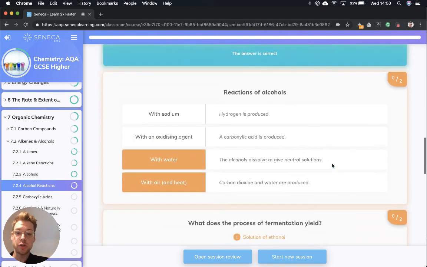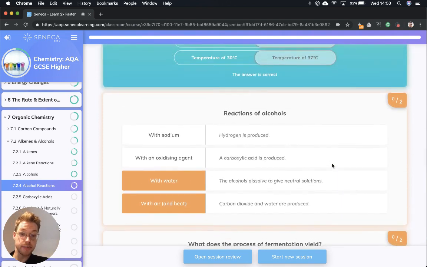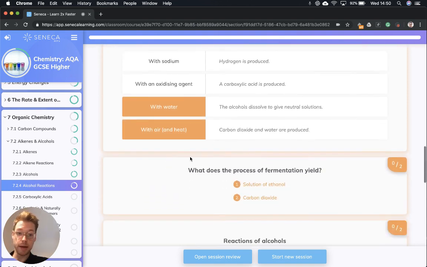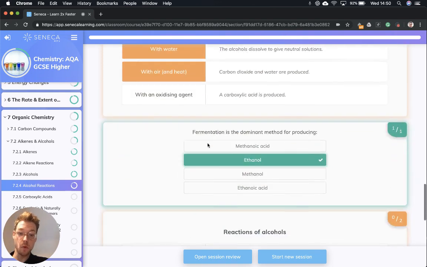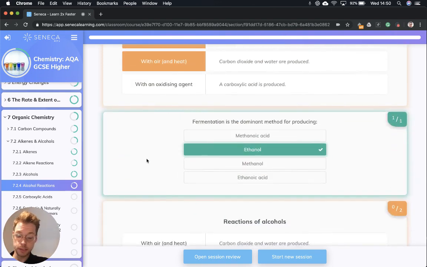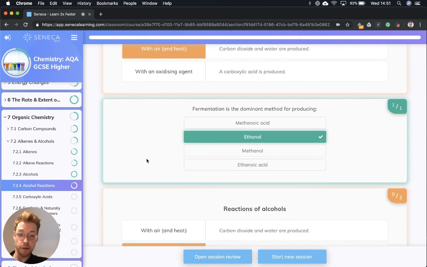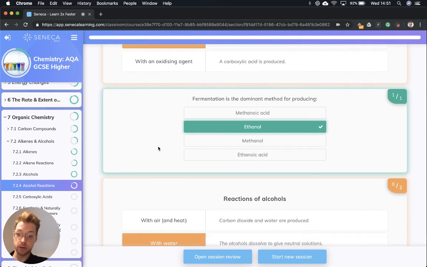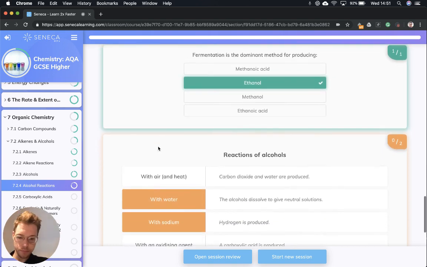So let's quickly summarize the reactions of alcohols. So with sodium, what do we produce? Hydrogen. With an oxidizing agent, we produce a carboxylic acid. With water, the alcohol dissolves to give a neutral solution. With air and heat, we make carbon dioxide and water. Okay? Now, do we remember what the process of fermentation is important for making? Makes ethanol. Okay? Makes ethanol.